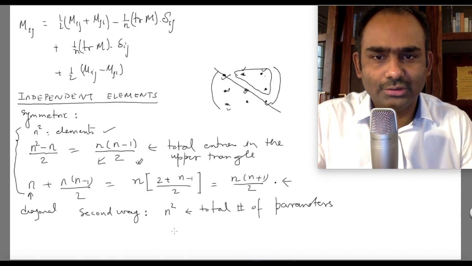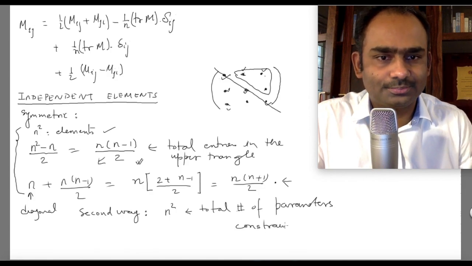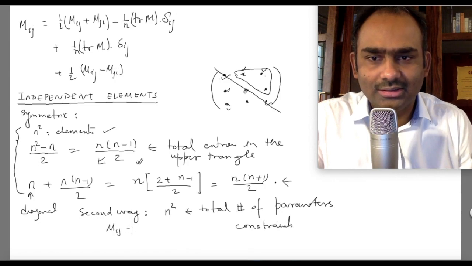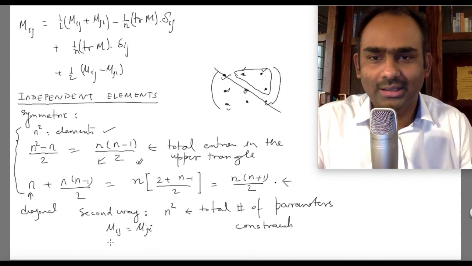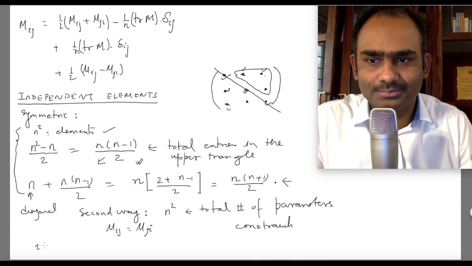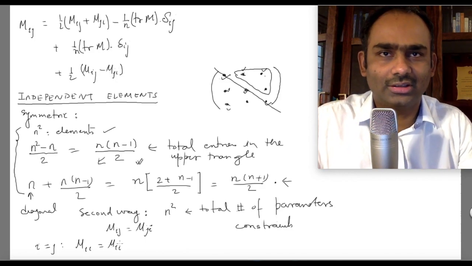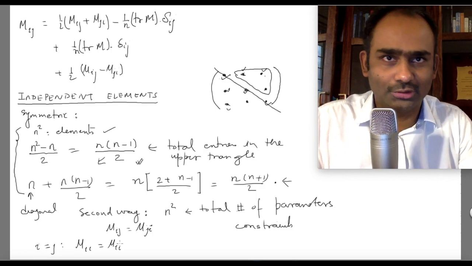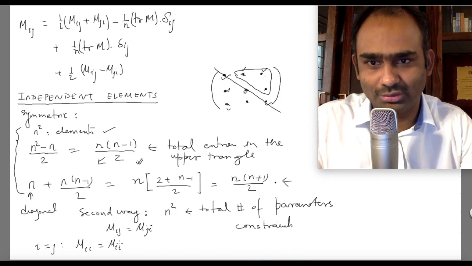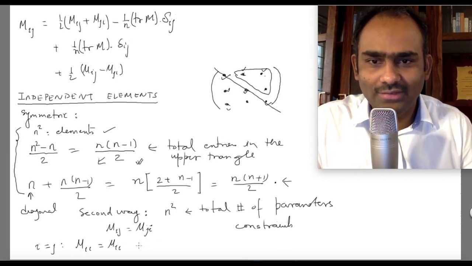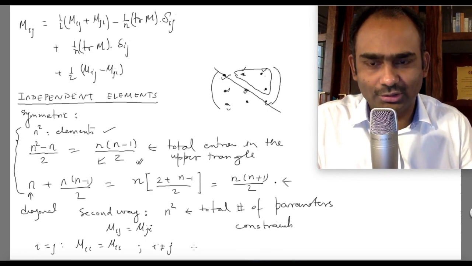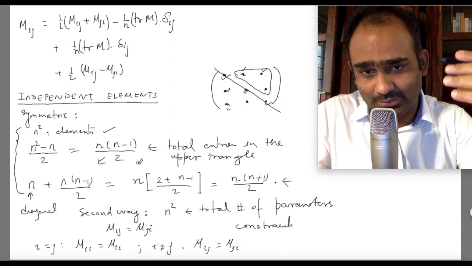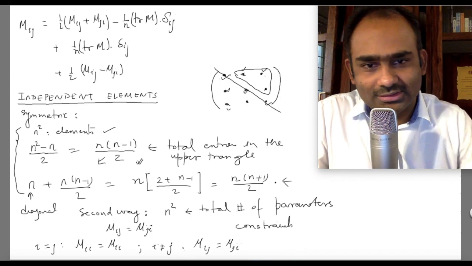Okay, and how many constraints do you have? Let's look at constraints. So the constraint is that Mij is the same as Mji. That's what a symmetric matrix is. Now if i equals j, it says Mii equals Mii. So this is not a constraint. It says M11 is M11, M22 is M22. That's saying nothing, that's not putting any constraints. So these don't give any constraints. And only when i is not equal to j, you are going to get constraints. So when i is not equal to j, it says Mij equals Mji, which says, for example, M12 is M21. So that's a constraint.